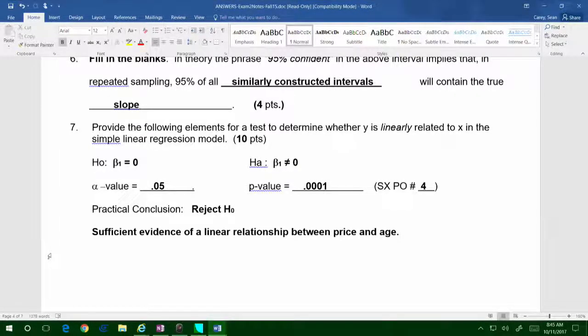Of course, you pick an alpha. That's your choice. I'm going to pick 0.05. You find the right p-value from the printout. That's coming from printout number 4. I highlighted it for you earlier. And then, of course, remember the rule: alpha greater than p, reject the null hypothesis in favor of the alternative. Now write the alternative in the words of the problem. There's sufficient evidence of a linear relationship between, and the key words of the problem, price and age.